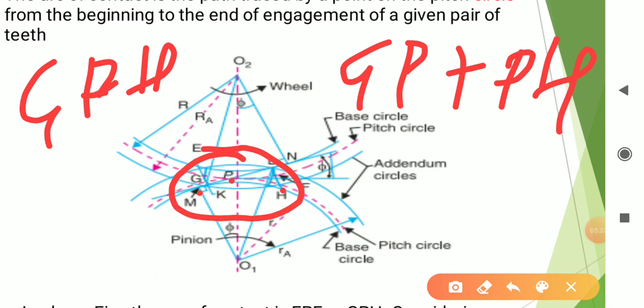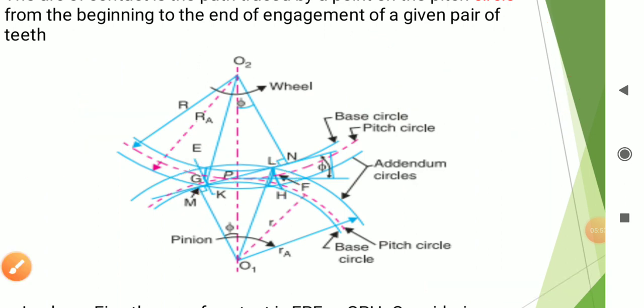Here the total arc of contact is GPH. This is divided into two parts, that is GP plus PH. GP is nothing but the arc of approach, and PH is nothing but the arc of recess. By adding these two terms, GP plus PH, we get GPH, which is the length of arc of contact.